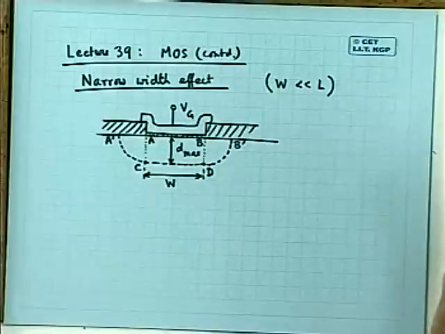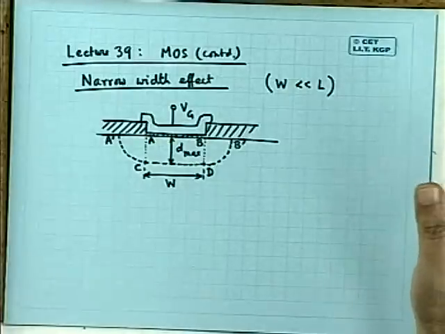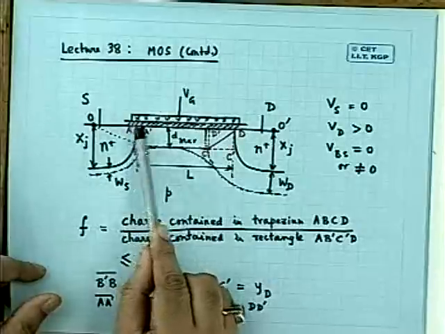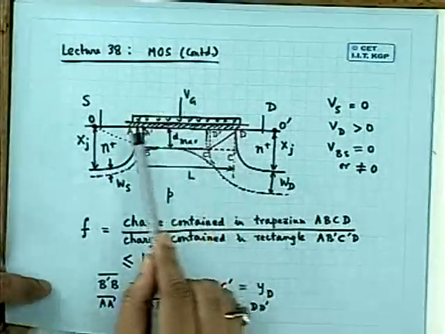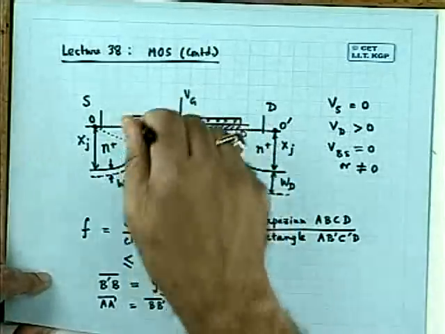And what else is done? I have already indicated, for confining the channel along the channel direction, the channel is confined between N plus and N plus, source and drain. Is it not? When I draw this diagram, the channel is confined from A to D, which is nothing but the source diffusion edge and drain diffusion edge. But perpendicular to the channel, along the depth, how is the channel confined?